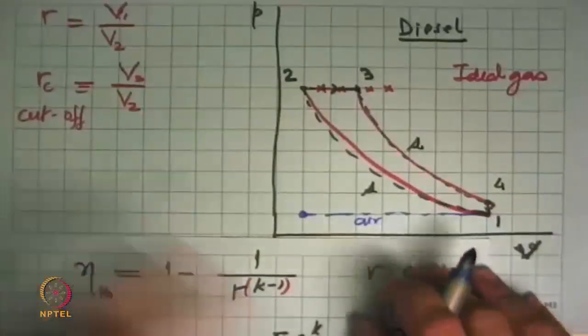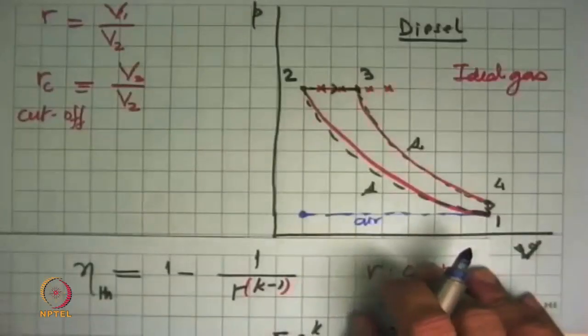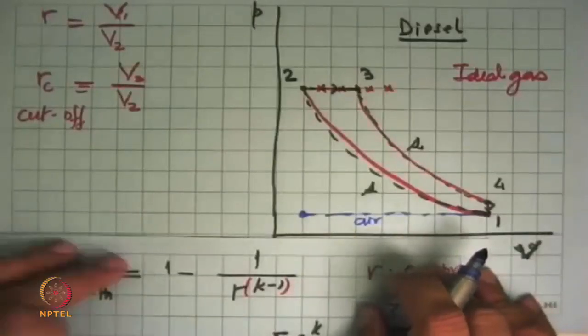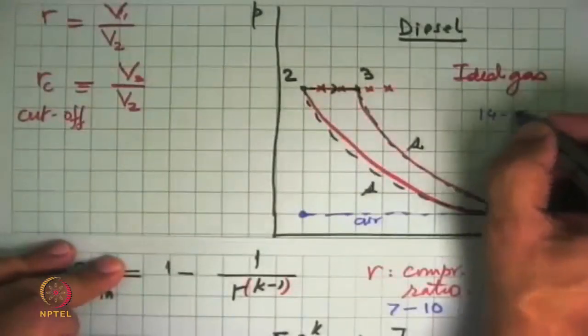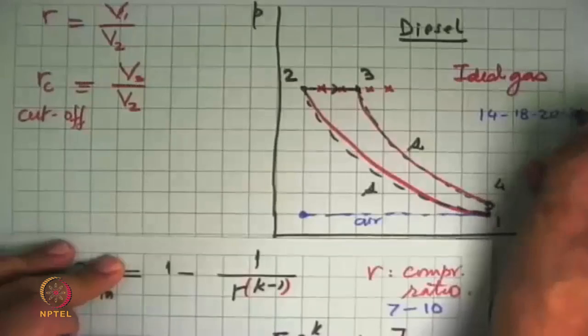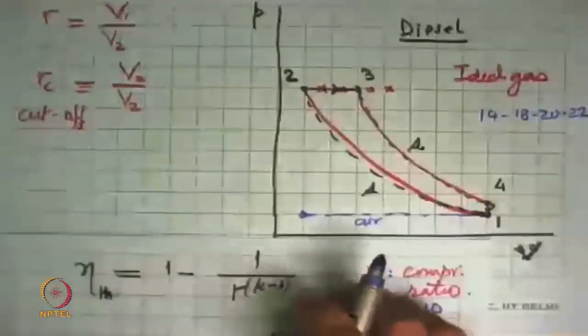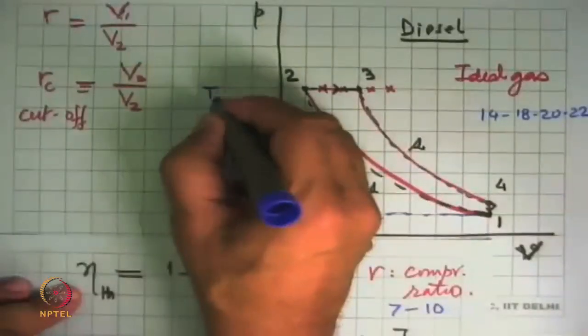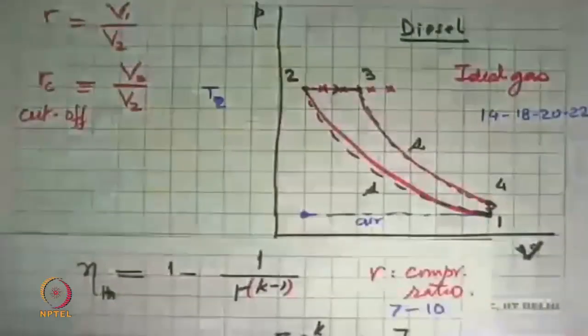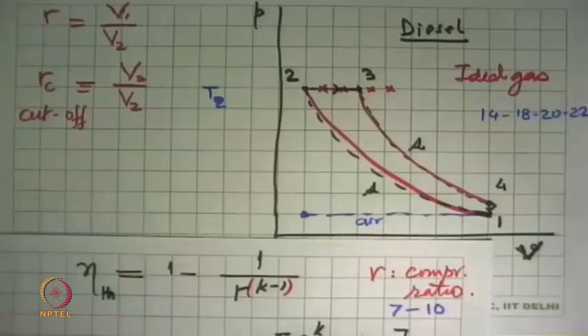So there is no danger that you can compress it as much as you want. There will be no explosion or no ignition. So compression ratios here could be anything from 14, 18, 20, even 22. So the temperatures here, T2, in the diesel cycle will be much larger than the temperatures at the end of the compression process in the Otto cycle.